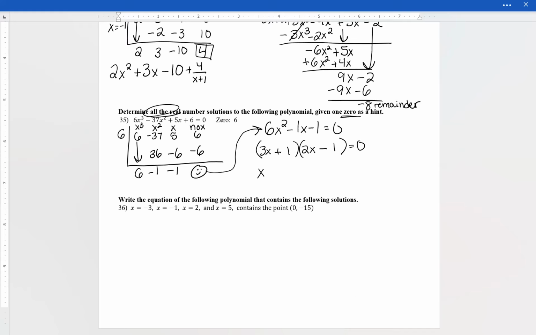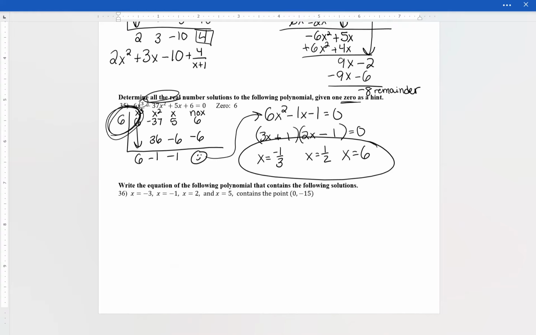So then if I solve, I'll get a negative 1/3 from this guy, a positive 1/2 from that guy, and don't forget the guy that started it all for your final answer, this guy right over here. Don't forget him. Very commonly we forget that he exists, and since this is a cube, you should only have 3 answers, so that 6 has to be there for that answer.